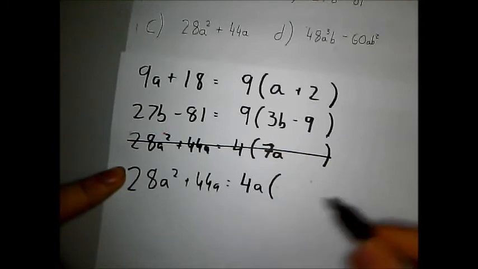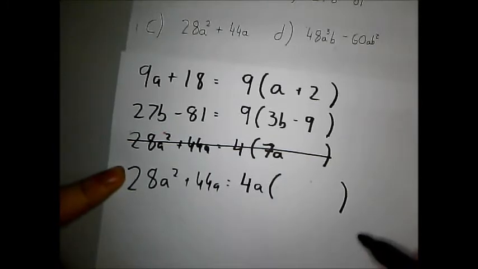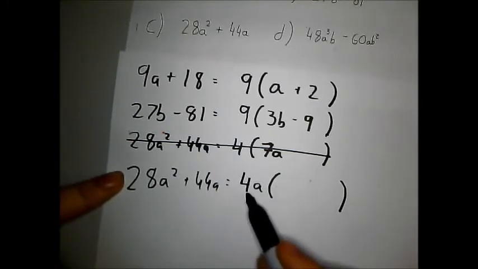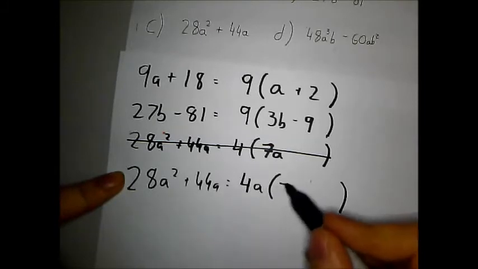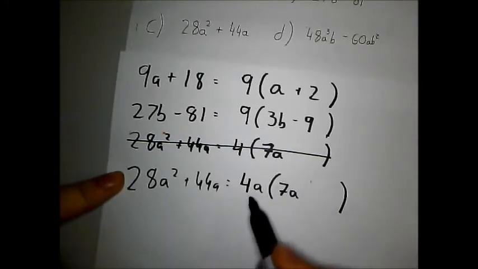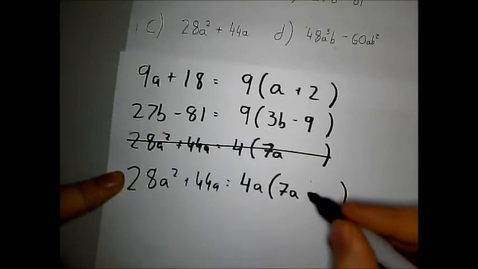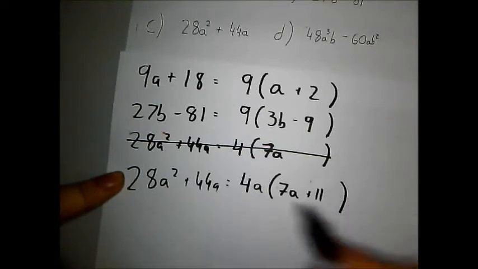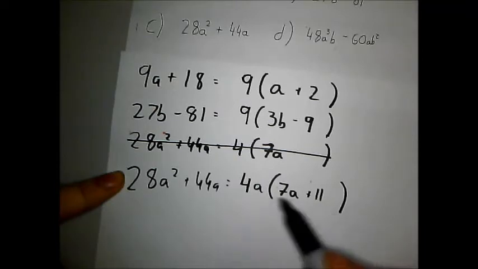Put in my empty brackets. So 4 times what gives us 28? 7. A times what gives us a squared? A. 4 times what gives us 44? Positive 11. A times what gives us a? We've already got it there, so no worries. If I look inside the bracket, I've got no more common factors, as I've got 2 prime numbers in there, so that is that question done.